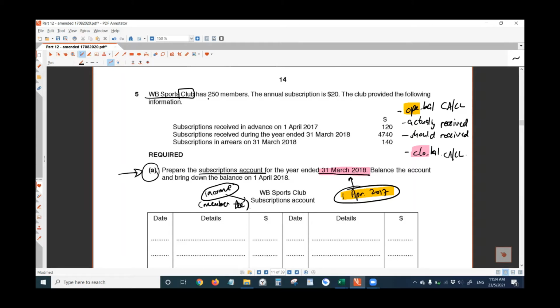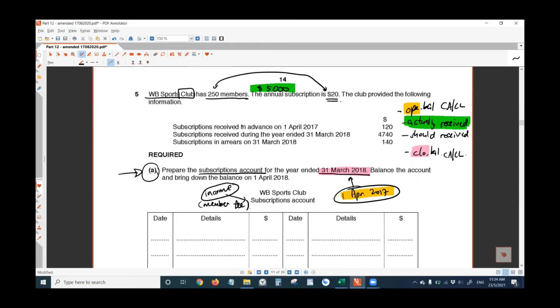It says this club has 250 members. The annual fee is $20. This times this, you would get the amount that you should receive from these members. So the answer is 5,000. The ones in green, that is the amount actually received. So we have found one element. Later we include this 5,000.